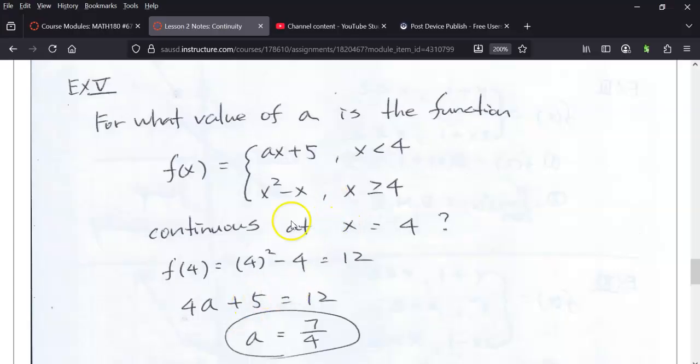So for the limit, it doesn't matter which piece you use, they have to be the same number, and it has to be 12, right? So we know this function up here, whatever this is, has to equal 12. So 4a plus 5 must equal 12, because we plug in 4 for x. When you solve for a, you get 7 over 4.